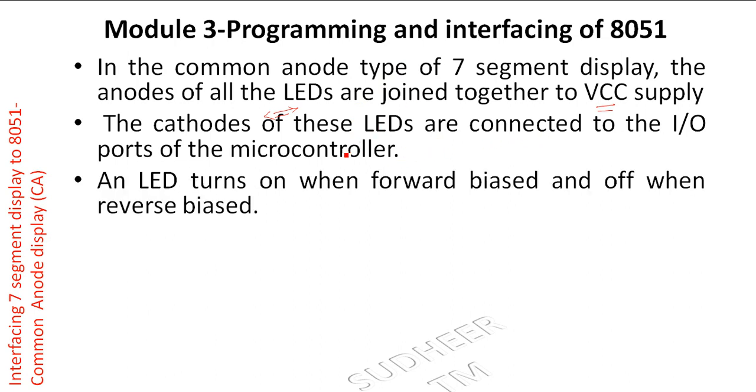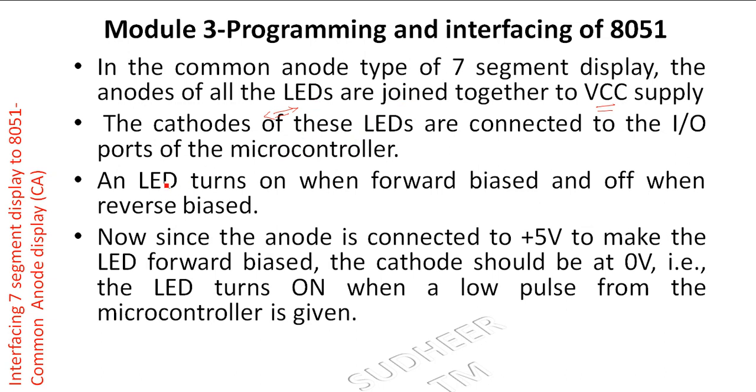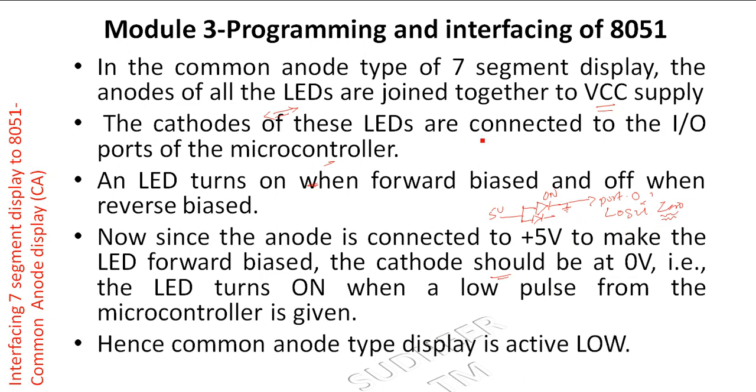An LED turns on when it is forward biased. This is very common knowledge. We can turn an LED on by making it forward biased, and turn it off by making it reverse biased. Since the anode is connected to plus 5 volts, to make the LED forward biased the cathode should be at 0 volts. So to turn on the LED, we must connect the cathode to ground. We connect this to a port of the microcontroller, say port 0, 1, 2 or 3, and give logic 0 to the corresponding cathode. By providing 0, we are making it on. So the common anode is an active low device.